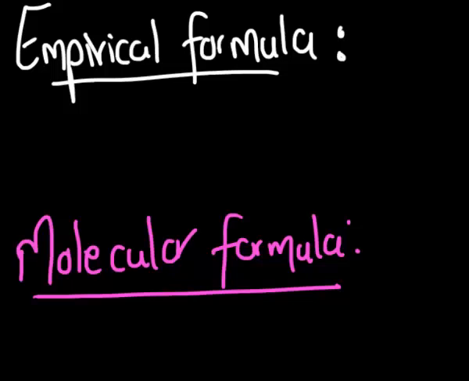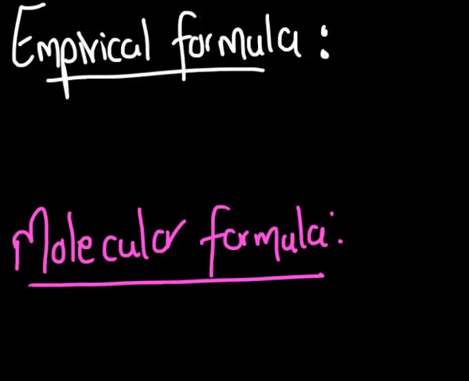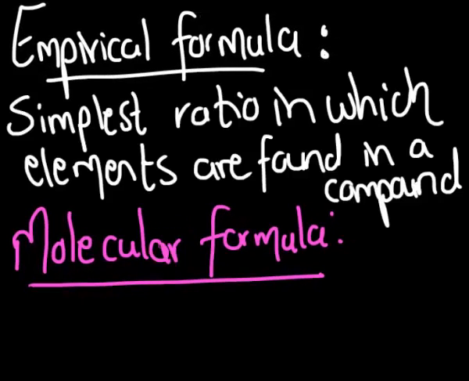First off, our empirical formula is the simplest ratio in which your elements can occur within a molecule, while your molecular formula is the actual amount in which you would have each of your elements within the compound.